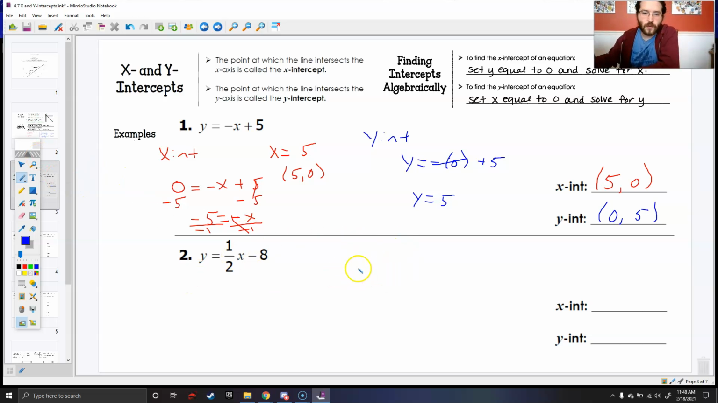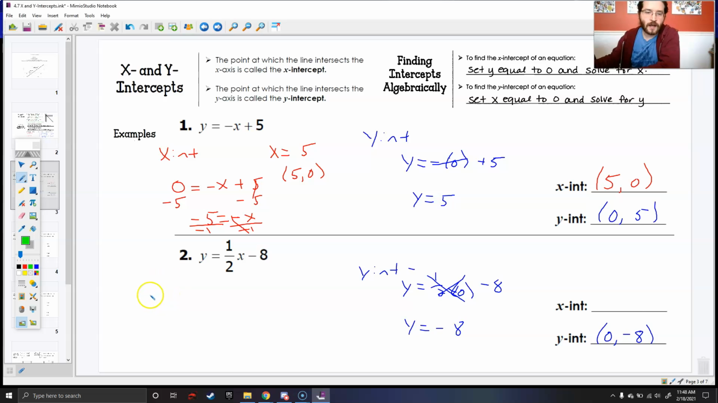All right, so y-intercept. Just going to do that really quick. Equals 1 half times 0 minus 8. Remember, these cancel out. So y equals negative 8. Again, we knew that because this is just telling us our y-intercept already. Just wanted to show you that again.